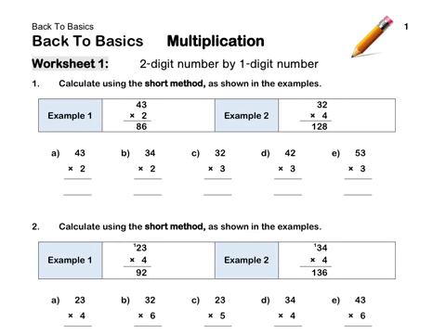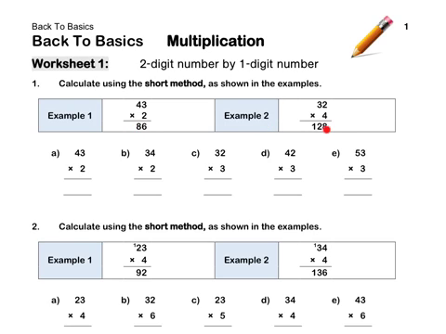During this lesson, we are going to work on multiplication. Question 1. Calculate using the short method as shown in the examples. If we look at this example, we always start multiplying our unit digits by our unit digits. 2 times 3 is 6, and 2 times 4 is 8. Let's look at example 2.